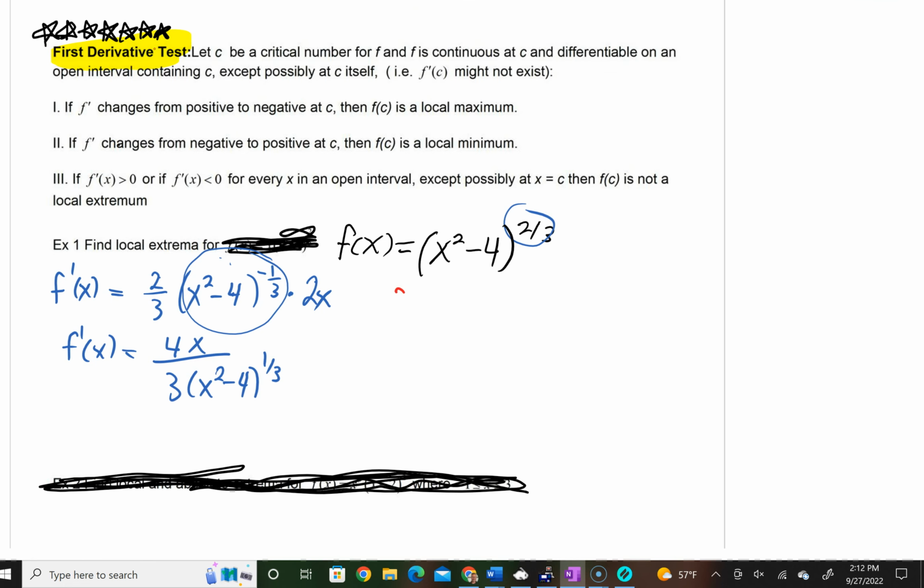Let's think about this. I want to know where f prime equals 0. If I have a fraction, what makes a fraction 0? The numerator or denominator? The numerator, right? We're going to look at this numerator right here. I'm interested in when 4x equals 0. I could divide by 4, and I'm going to get x equals 0. Because, hooray, we're done. Well, not quite.